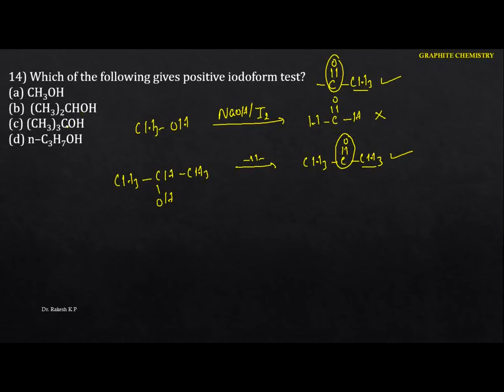But see the tertiary alcohol. The tertiary alcohol does not undergo oxidation. In order to oxidize it, you require strong oxidizing agents like nitric acid. Okay. Hence in this case, the option is B.